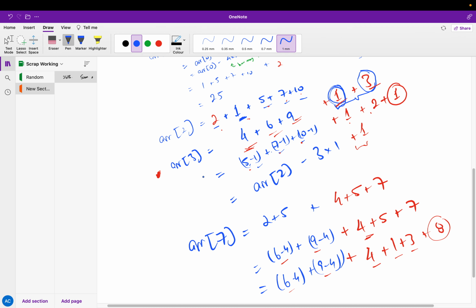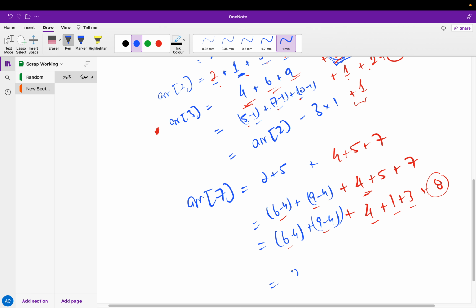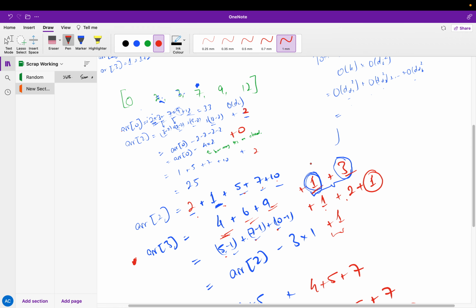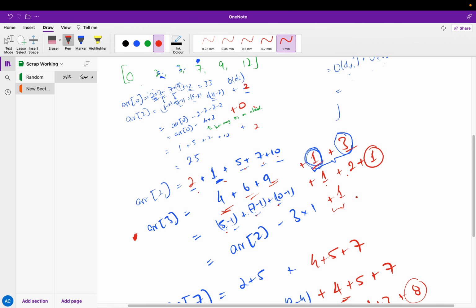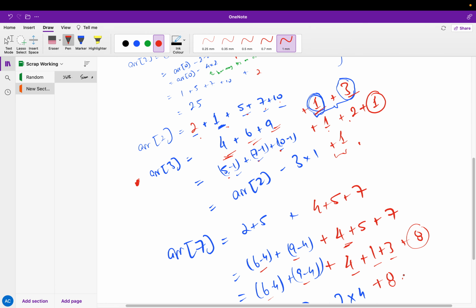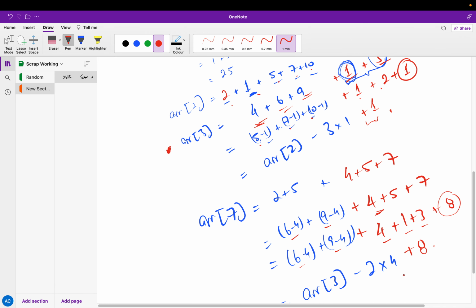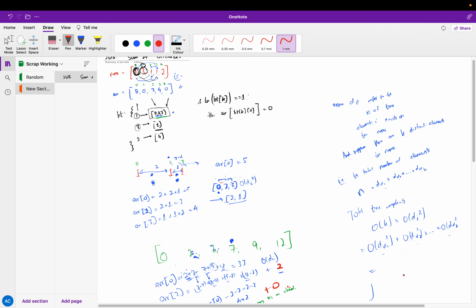So this would be array at 3. 2 times 4 plus an 8. So we had a plus 0, then we had plus 1, and then we had plus 8. Okay, so if I can figure out where that number comes from, because I'm just numerically crunching right now. I'm not actually understanding what's happening.